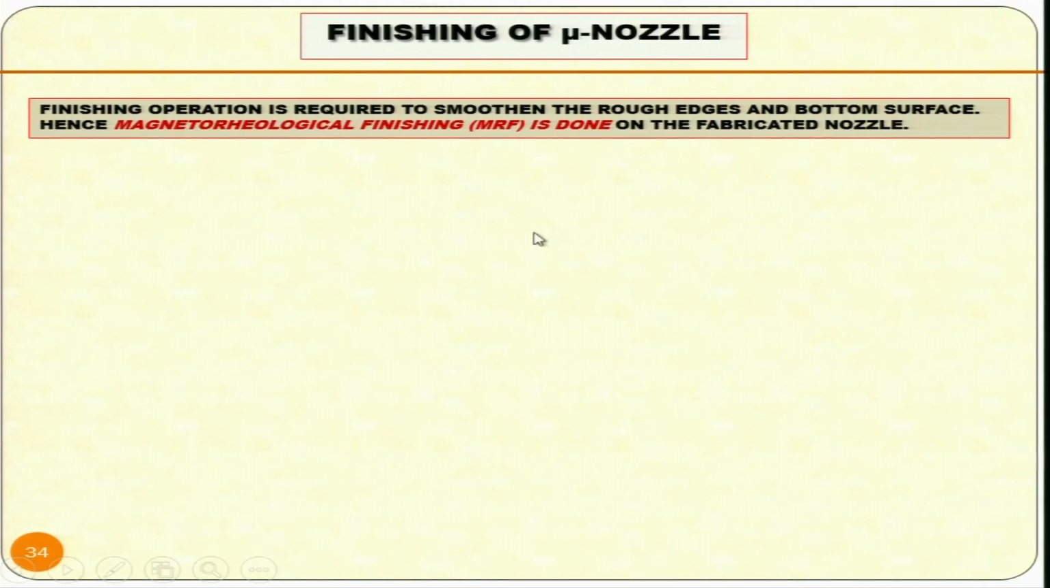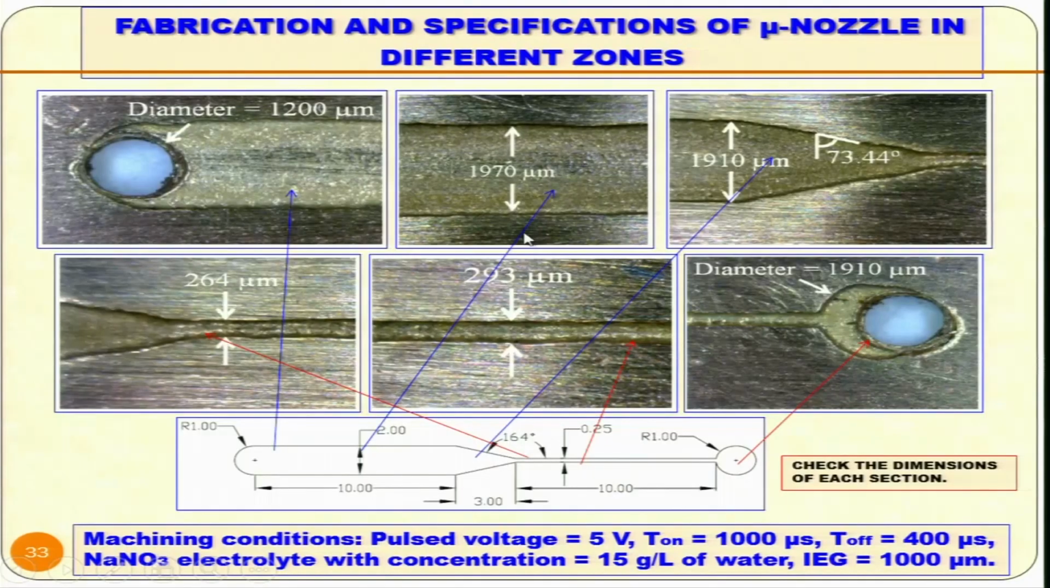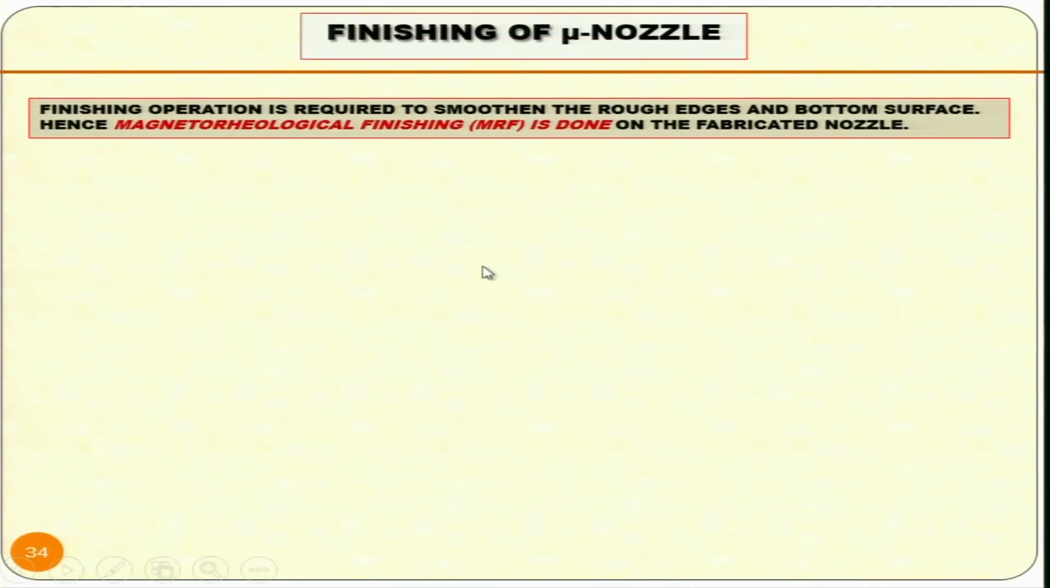Finishing of micro nozzle. This is very important, because as we have seen in the earlier slide, the surfaces of this micro nozzle are very rough, as you can see here also, and in the whole part these surfaces are very rough, so they cannot be used as such, so they have to be finished. So a finishing operation is required to smoothen the rough edges and bottom surface, hence magnetorheological finishing, MRF, is done on the fabricated nozzle.